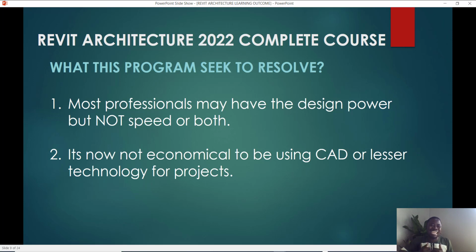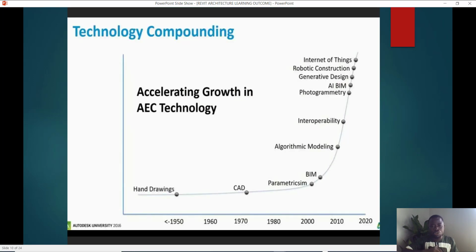The second reason is that it is not economical to be using CAD or any lesser technology for projects nowadays. Let me show you one thing. This is what we call the technology compounding graph. Right from the days of old to about 1950, the drawing board was the technology everybody was using. If you remember, in those days you had to use your stencils, your rotary pens, your circle plates, your French curves, adjustable set squares, and in fact, those were the technologies that were trending.